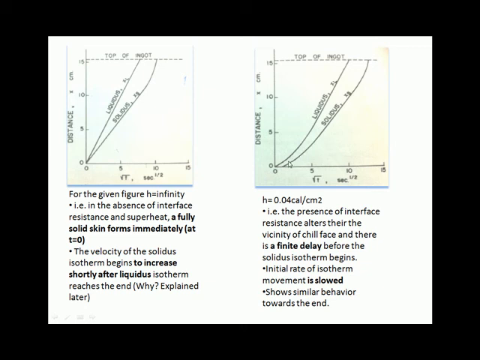In both the graphs, we can see similar behavior in the solidus curve towards the end. That is, the velocity of the solidus isotherm begins to increase shortly after the liquidus isotherm reaches the end. That is this portion of the curve.